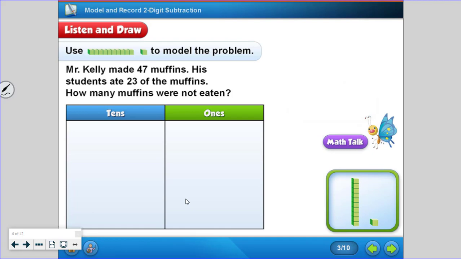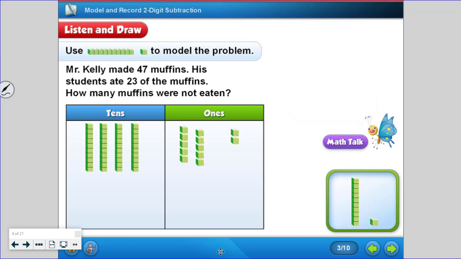Mr. Kelly made 47 muffins. His students ate 23 of the muffins. How many muffins were not eaten? So start by modeling 47. Start with that. I'm going to have you pause your video and then model 47 on your page.